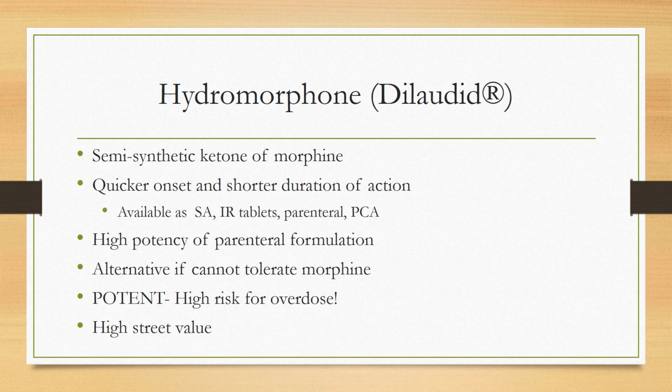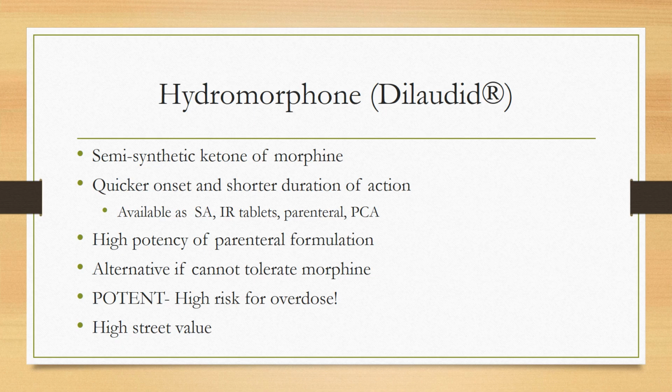Next we have Dilaudid, and Dilaudid is potent stuff. It's our semi-synthetic ketone of morphine. It has a very quick onset of action, very short duration of action though. So it's good if you need immediate pain relief, but you don't want it to go on all day. So this is available as short-acting, immediate release tablets. There's also a long-acting formulation. I believe it's called Zohydro.